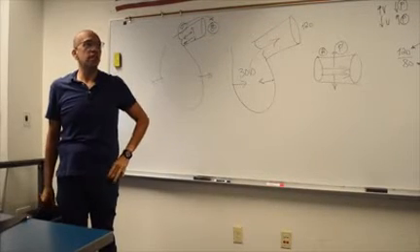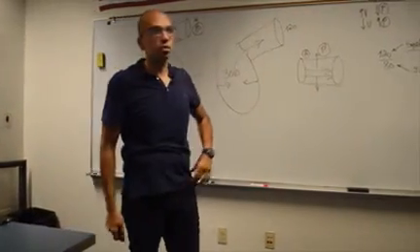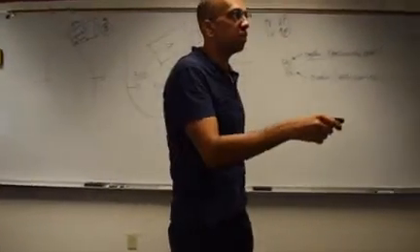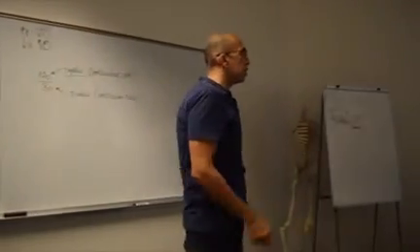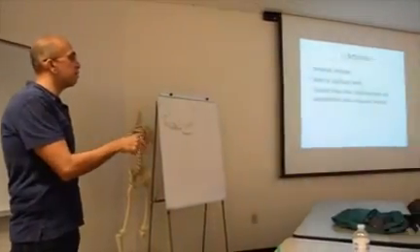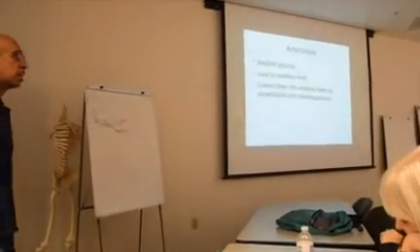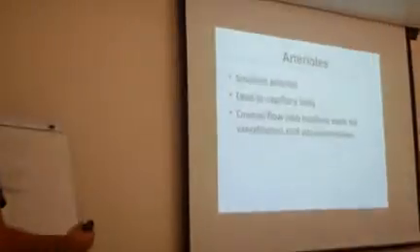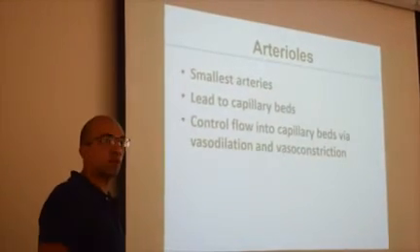Alright, so moving on to the next type of vessels, here would be my arterioles, and these are the smallest type of the arteries, leading to the capillary beds. They control the flow into the capillary beds by vasodilation and constriction. So I have the same concept here: my smooth muscles allow me to increase or decrease the amount of blood flowing into my capillary beds.